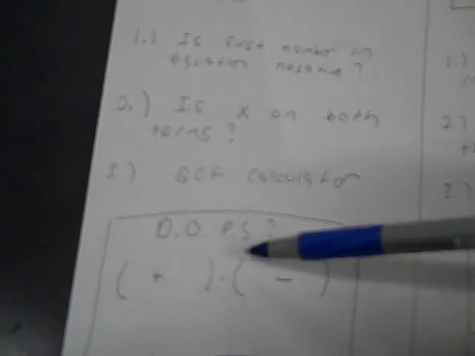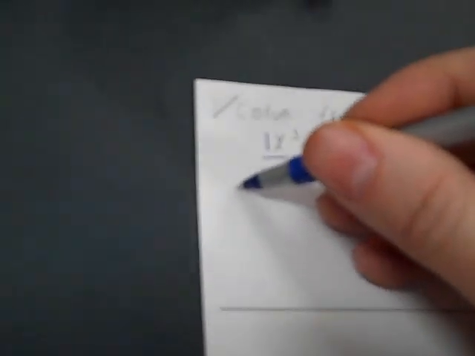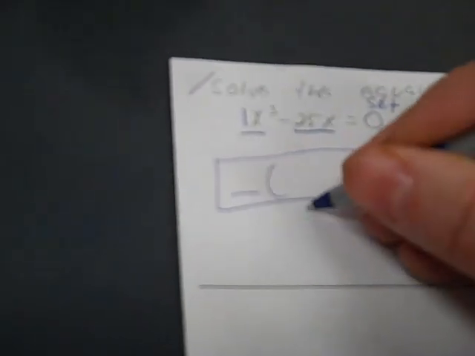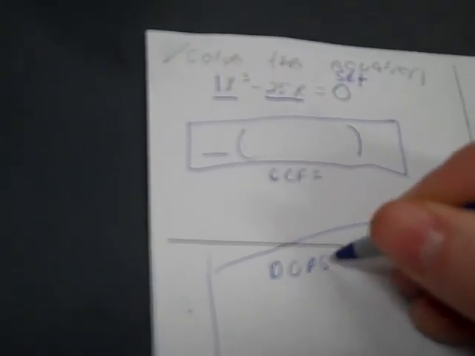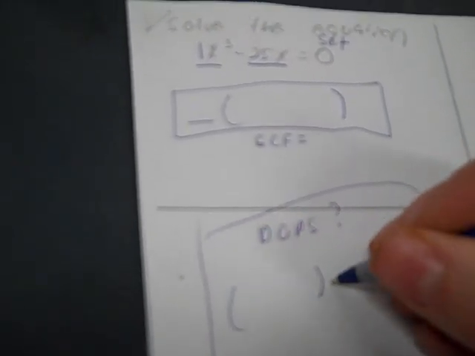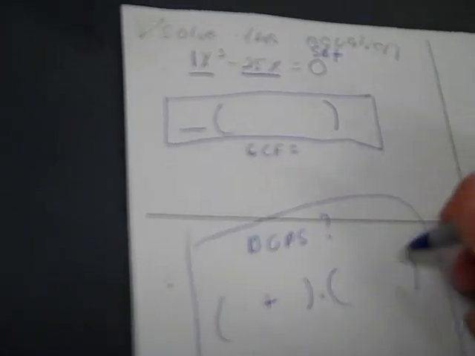You have 1 and 2, so you're going to do the same thing, the GCF and the difference of perfect squares. So GCF, and then difference of perfect squares, DOPS. Okay, so is the first number in the equation negative? No, the first number's not negative, so we don't need a negative.